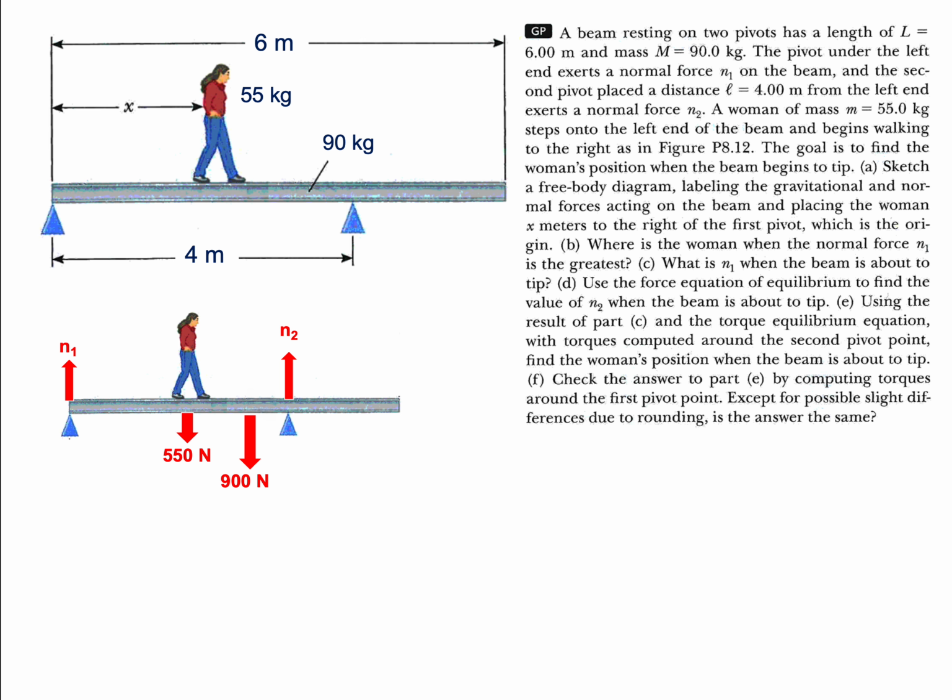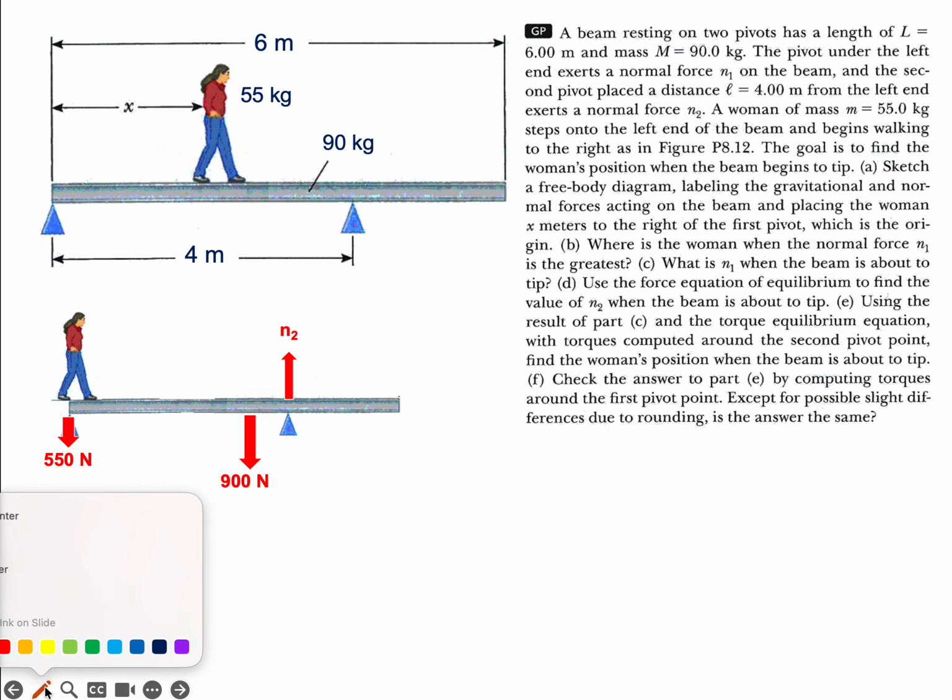B, where is the woman when the normal force N1 is the greatest? Well, as she walks over towards the right, you should discover that N1 gets smaller. So where's she at when it's the greatest? The answer is when x is equal to 0. And so our first answer is here. So for B, it's when x is equal to 0. She's literally on top of that point.